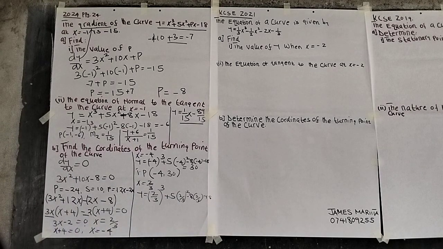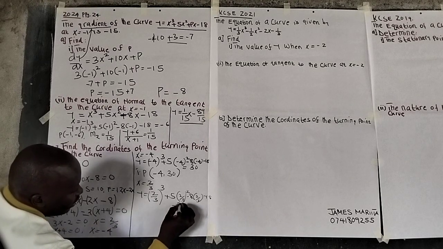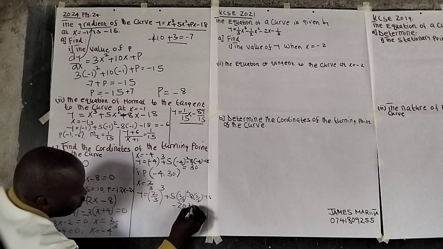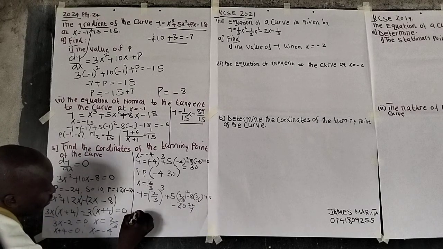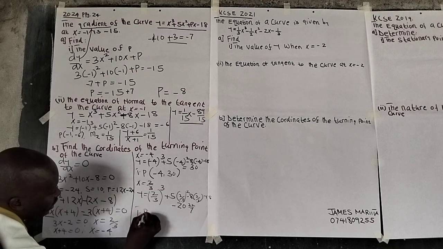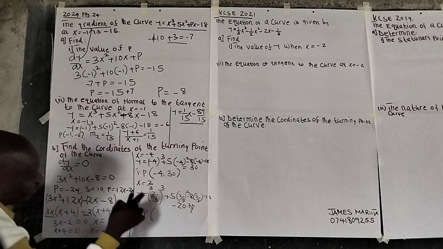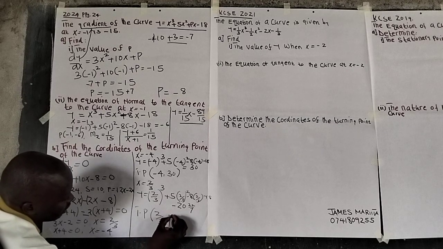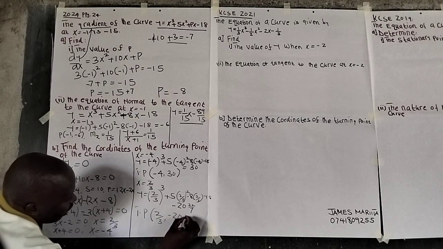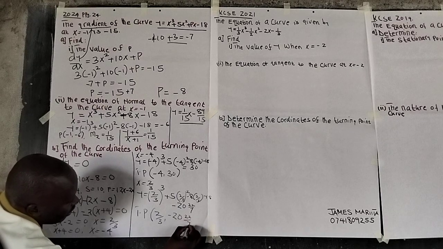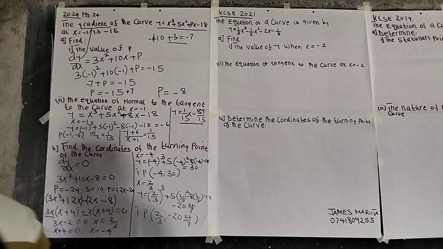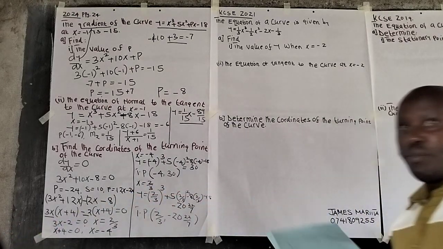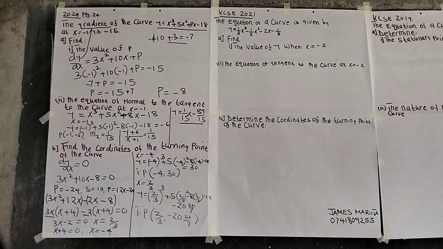And therefore, that value is giving us negative 20, then 22 over 27. So the second turning point of the curve is: the value of x is 2 over 3, the value of y is negative 20 and 22 over 27. Those are the turning points of the curve.